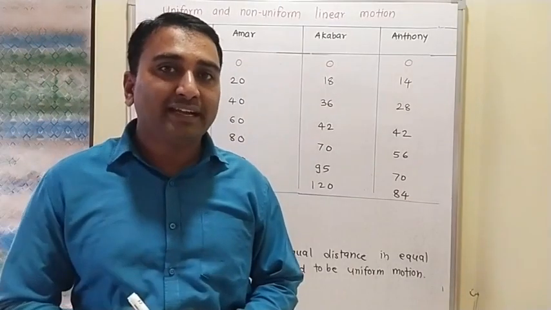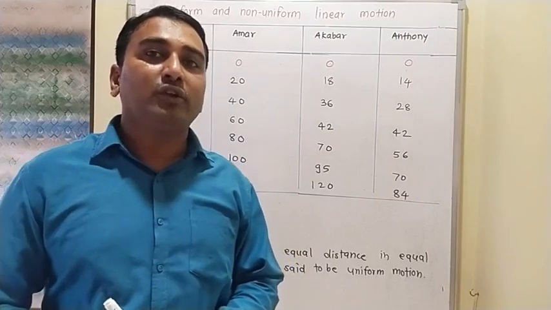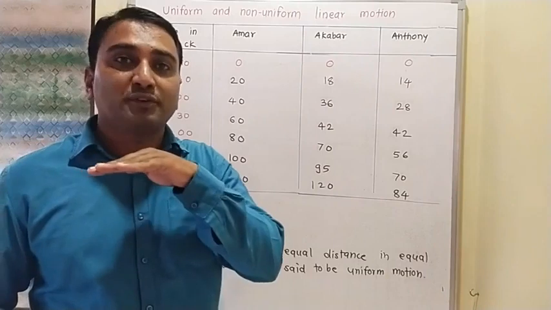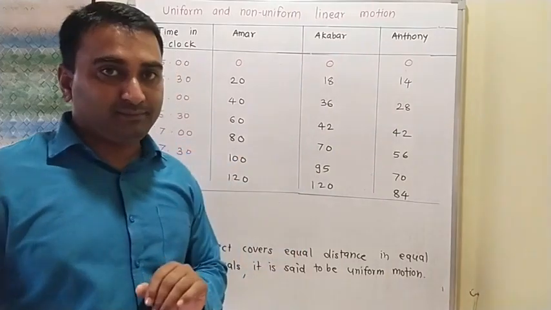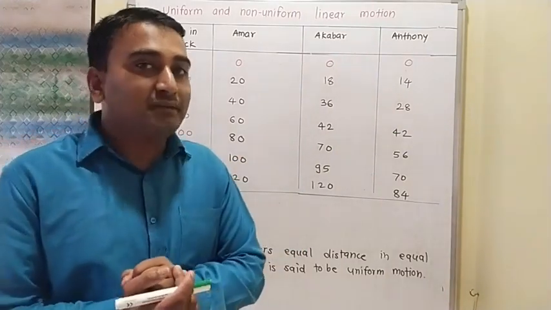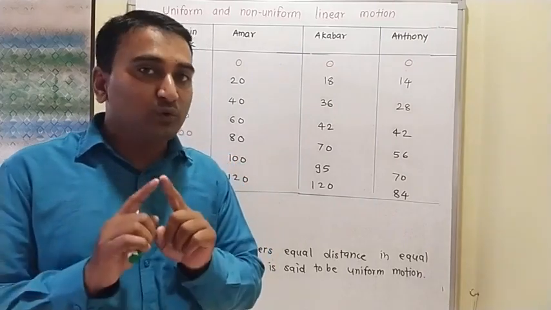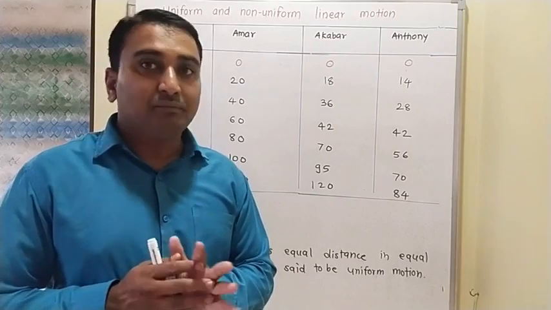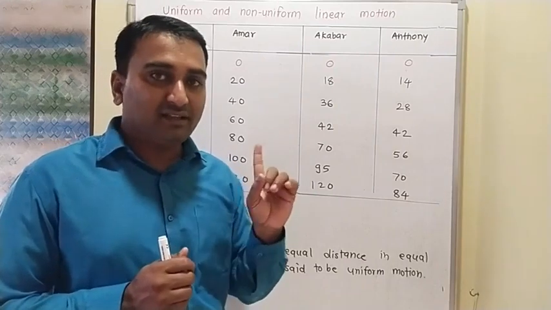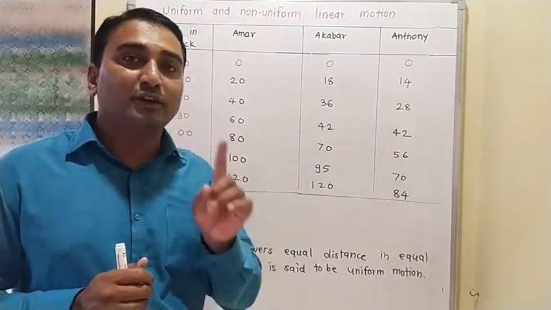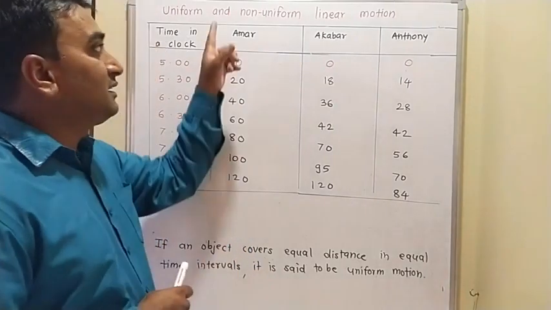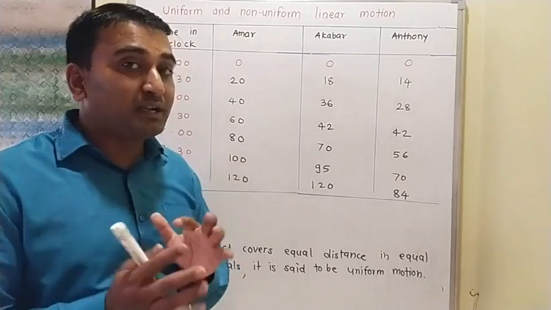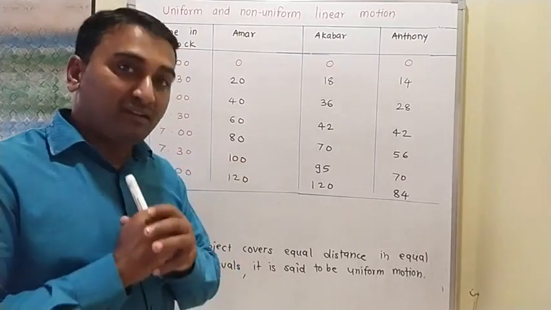The new point we are dealing with is uniform and non-uniform linear motion. Linear motion means the motion of an object along a straight path. As it is a straight path, definitely there is no change in direction. Only speed can change. That means velocity is involved. Yes, this will affect velocity, because maybe there is a change in speed, and definitely there will be a change in velocity.